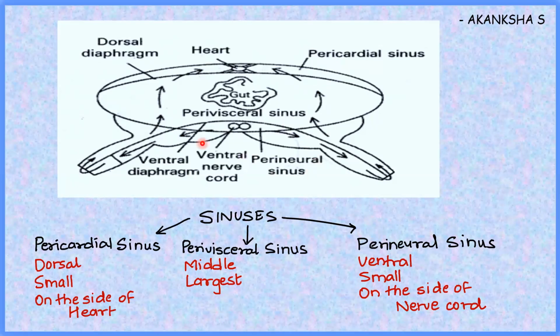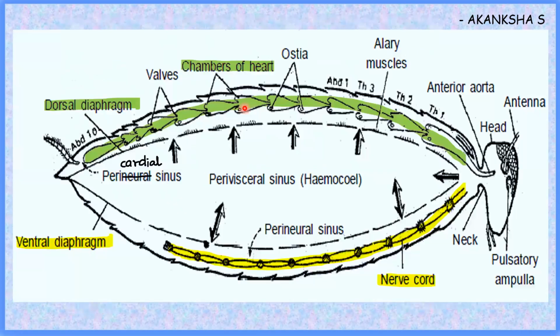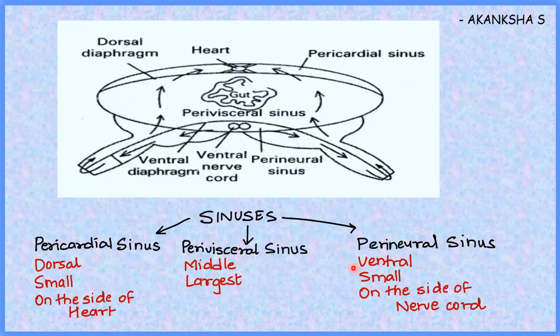And then between the dorsal and ventral diaphragm, you're going to have a sac-like structure which is called the visceral sinus. Now, visceral sinus is the largest, where the gut and other organs of the cockroach are going to be present. Let's look at this in this diagram. Nerve cord, ventral diaphragm, perineural sinus. Chambers of heart, dorsal diaphragm, you have got what? You have got pericardial sinus. And in between both of them, you have perivisceral sinus, where most of the organs and important systems are going to be present. The largest one is perivisceral.